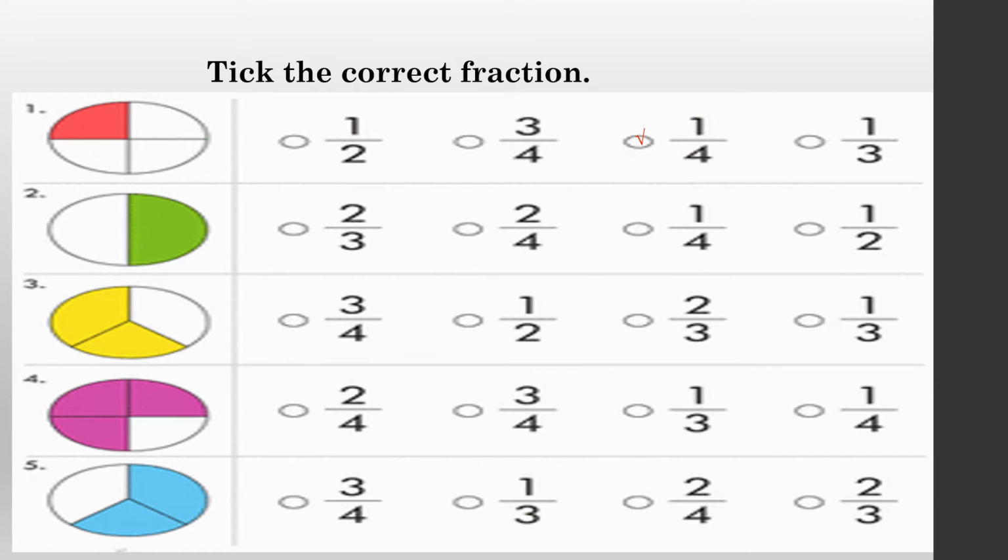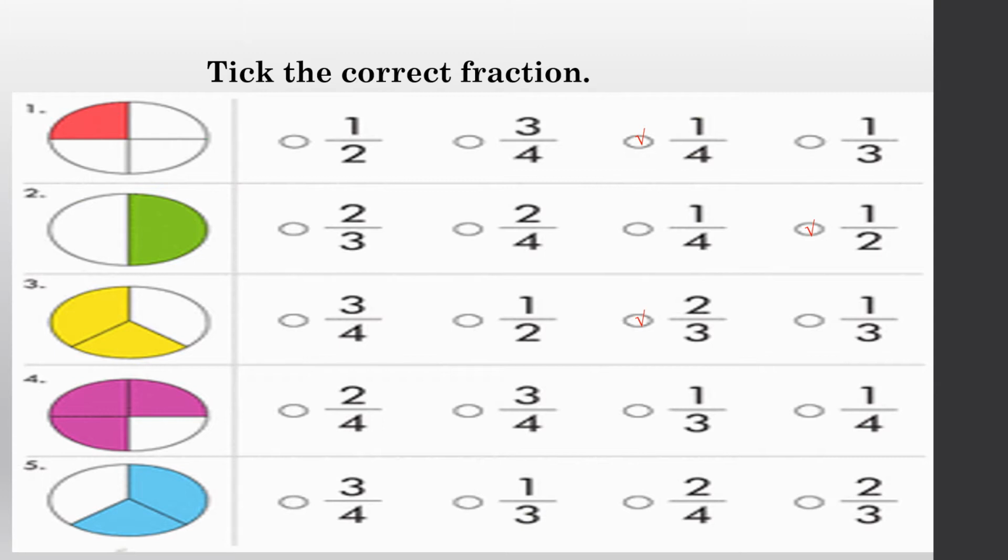Now in the second one, two parts are there. Total parts are 2 and one part is colored, that is green color. So the fraction will be formed half or 1/2. Now in the third figure, total parts are 3 and two parts are colored in yellow color. So the yellow colored part you will write on the numerator, 2, and the total parts you will write on the denominator, that is 3. So the fraction will be formed 2/3.